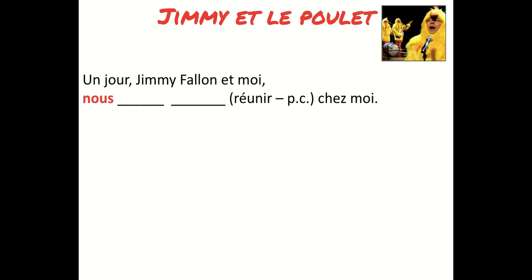Ok, première phrase. Vous conjuguez le verbe réunir au passé composé avec le sujet nous. Okay, alors, since we're doing passé composé, we need to think about what's our helping verb. So, j'ai, tu as, il a, elle a, nous avons. There we go. And then, how do we form the past participle of our action verb here, réunir?